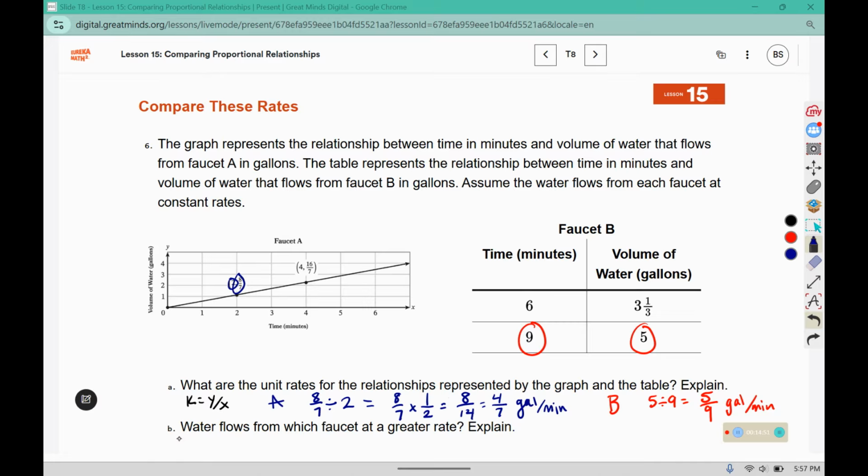And then it says which one is a greater rate? Well, 4/7, if we were to do that as a decimal, is about 0.571, and 5/9 as a decimal is about 0.55, and it's 5 repeating, but we'll round that third one up to a 6. So, which is a greater rate? Well, 5/7 is bigger than 5/9. So we're going to say A is a greater rate because this is greater than this decimal. It gets more water in 1 minute than faucet B.